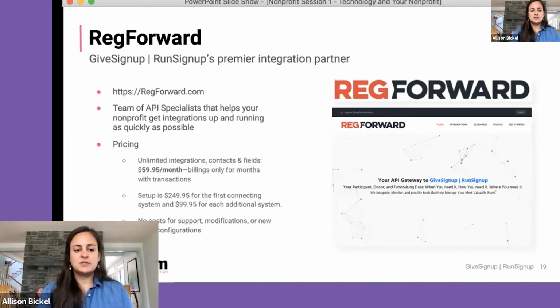There's a setup fee of $249.95 for each first connecting system. So when you're initially mapping out your integrations and getting everything set up and testing that whole process, they will charge about $250 for that, and $100 for each additional system. And along the way, as your nonprofit needs different support or new configurations, there's no additional upcharges or anything for that. So this is a great affordable option to nonprofits that don't have the in-house development or consulting partner to build an integration for them. And it's a great step up from the manual work of exporting your reports and importing them into other systems.